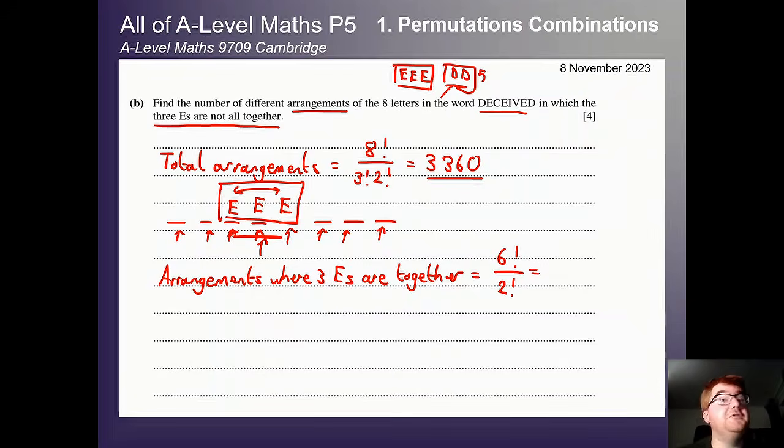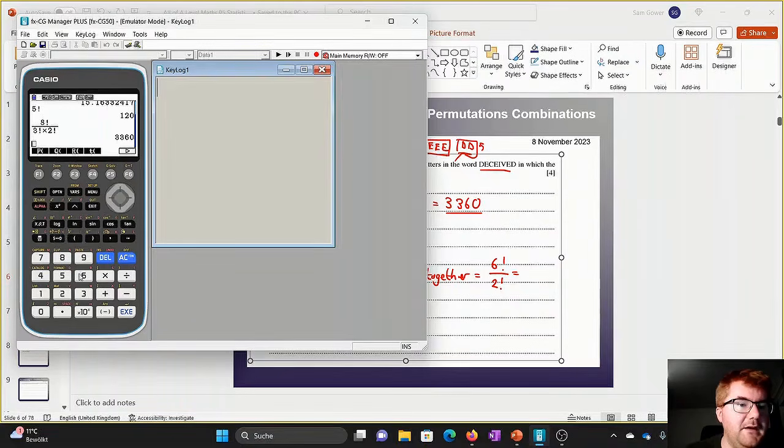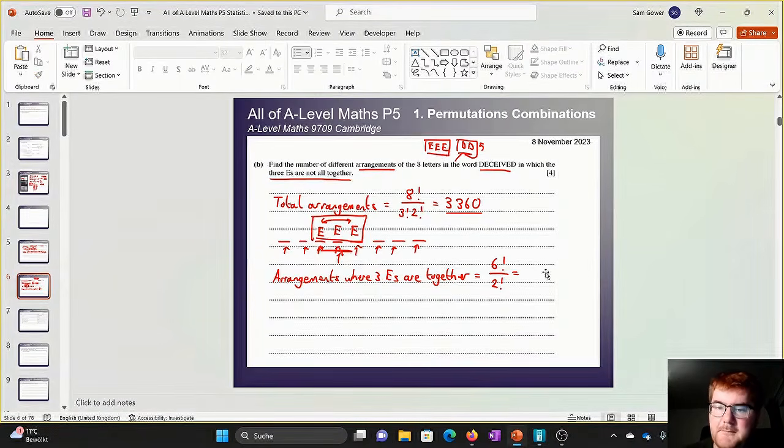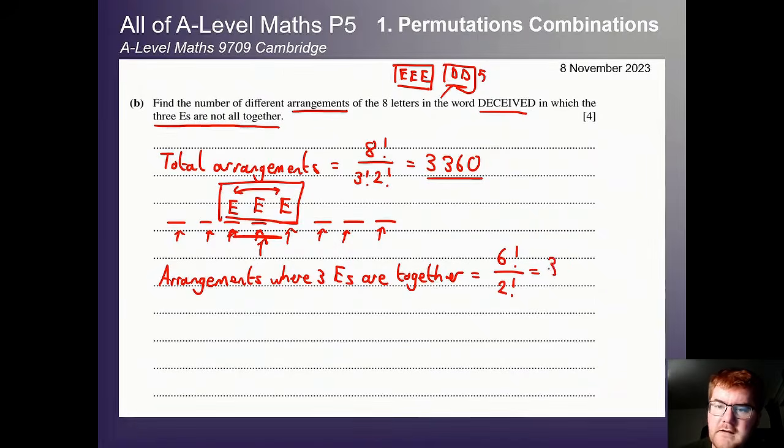And this will work out, when we do this on the calculator, the amount of arrangements where the E's are together. So we pop in 6, we get our fraction button out here, 6 factorial, and we need to go back to our buttons here. Perfect. So 6 factorial over 2 factorial, and that gives us 360. Now let's think through the logic of what we actually want to work out here. We want the 3 E's not together, so let's just write that in.